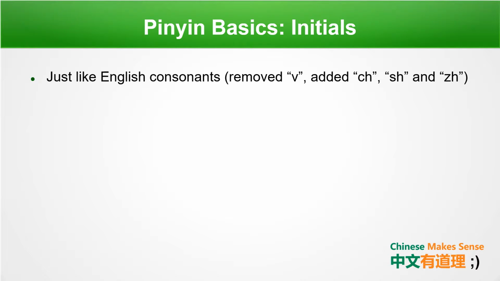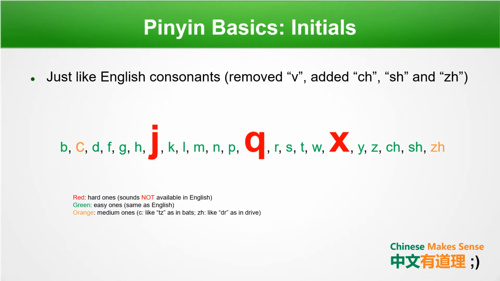Initials are just like the English consonants, but they removed V and added ch, sh, and j. Here is a list of initials. The red ones are the hard ones. Their sounds are not available in English. The green ones are the easy ones. They're the same as English pronunciation. The orange ones are the mediums, like C is pronounced ts as in bats, and ZH is pronounced j as in drive.